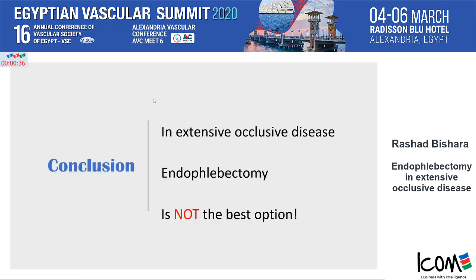So, in conclusion, Mr. Chairman, in extensive occlusive venous disease, endophlebectomy is not the best option because it is associated with so many significant problems. An alternative would be common femoral vein stenting, but I would totally agree with my colleague that in stage 5, where there is no inflow, this procedure should not be performed.